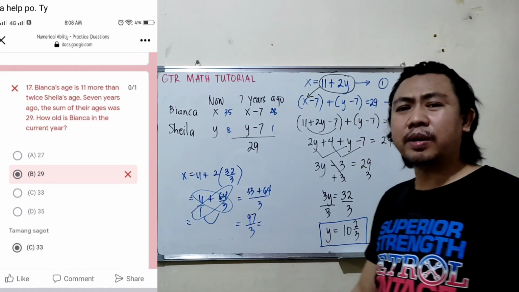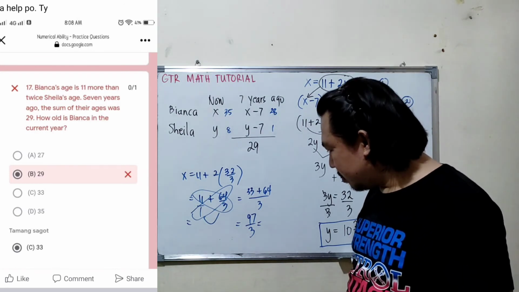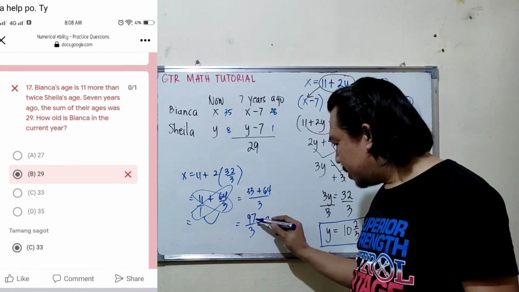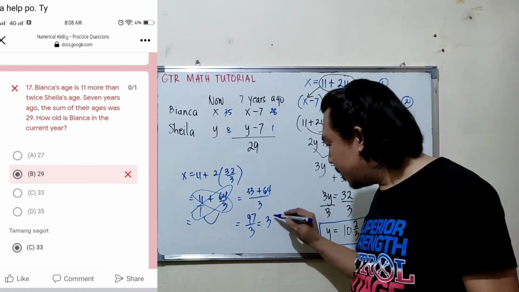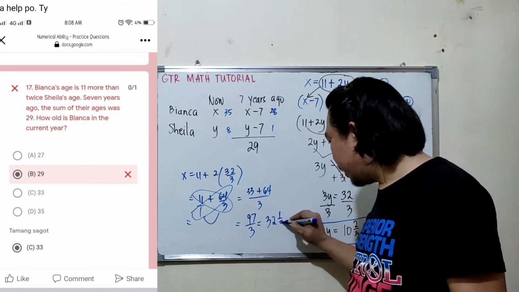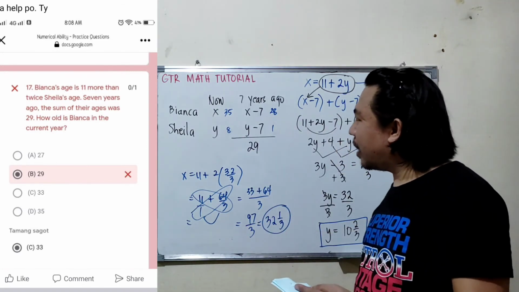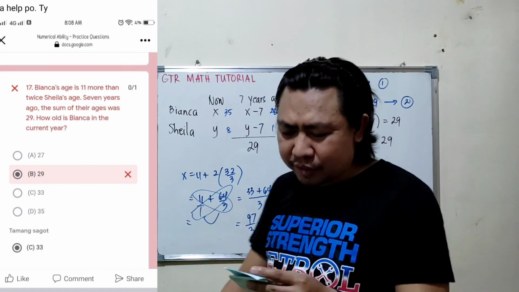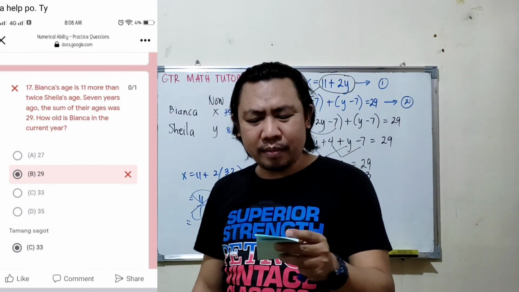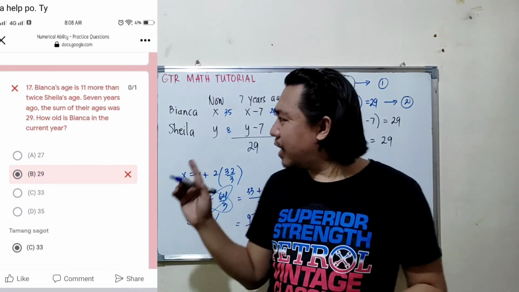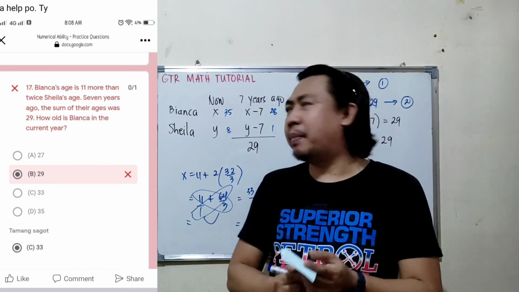97 over 3, ilan yan? 9 divided by 3 ay 3. 7 divided by 3, that is 2. So, 32 and 1/3 ang age ni Bianca. Ang pinakamalapit yung 33, pero siguro may typo dun sa question. Sayang, maganda pa naman.